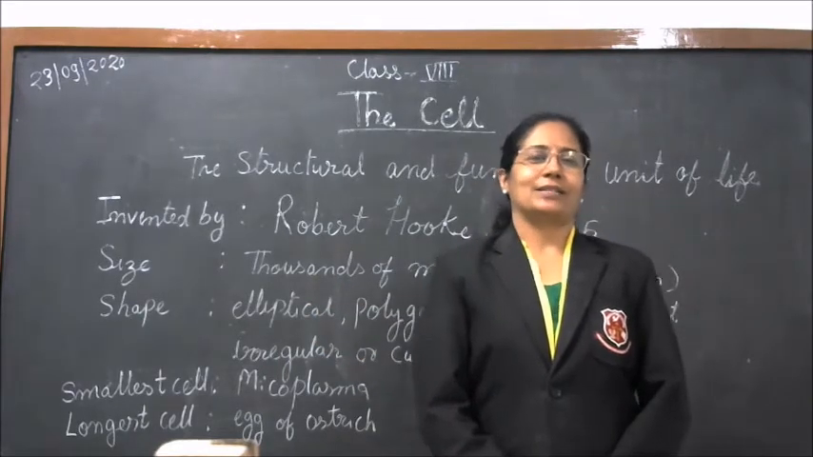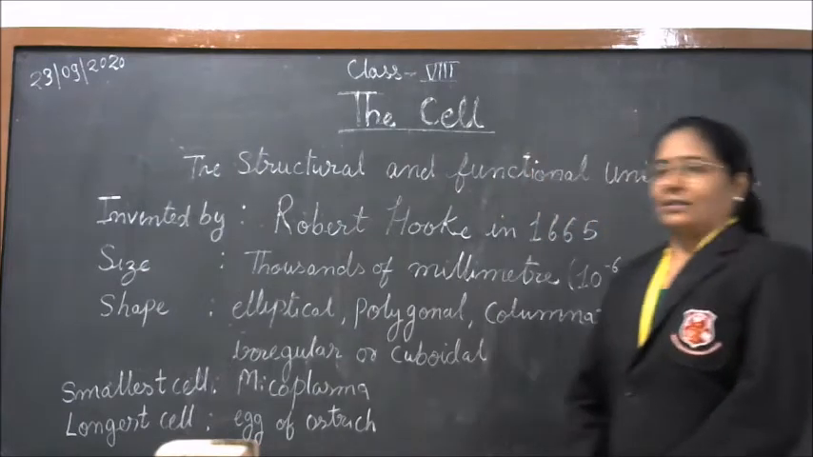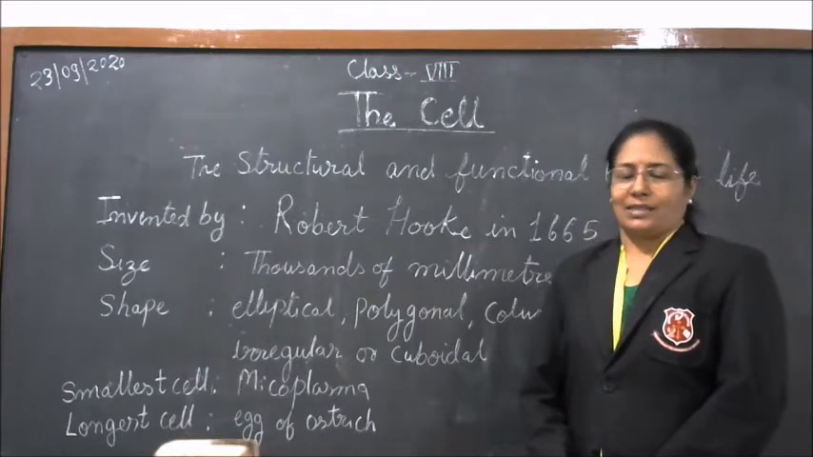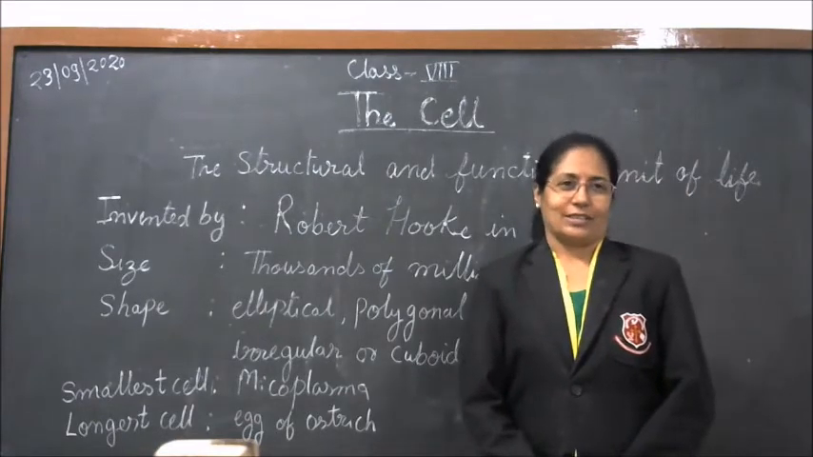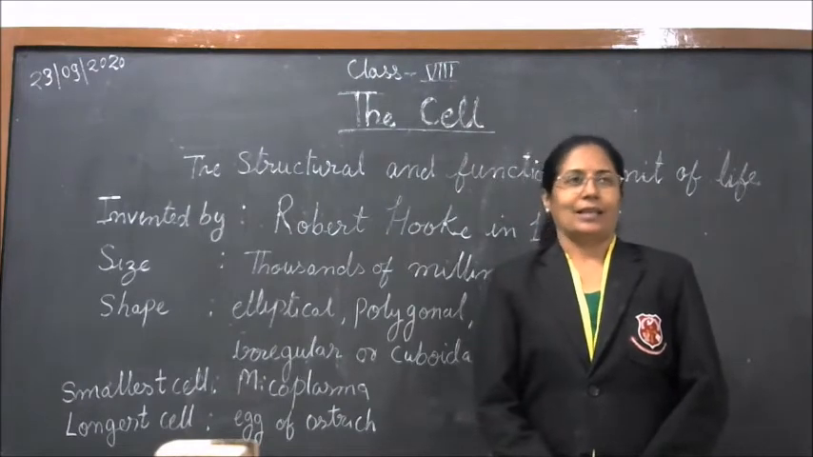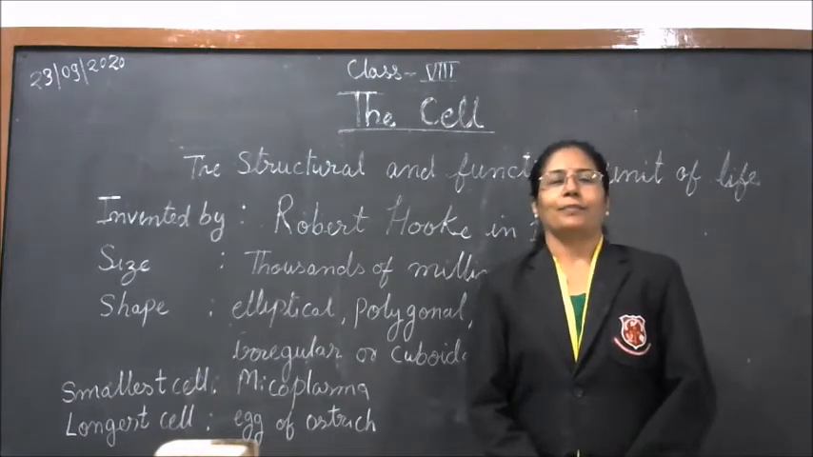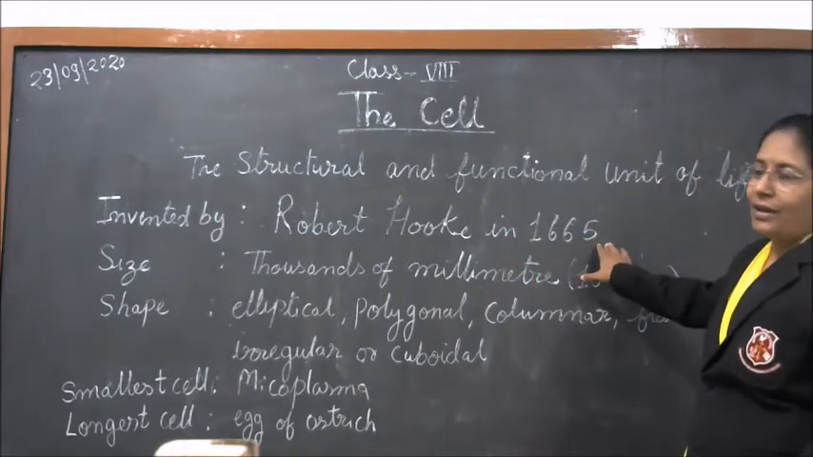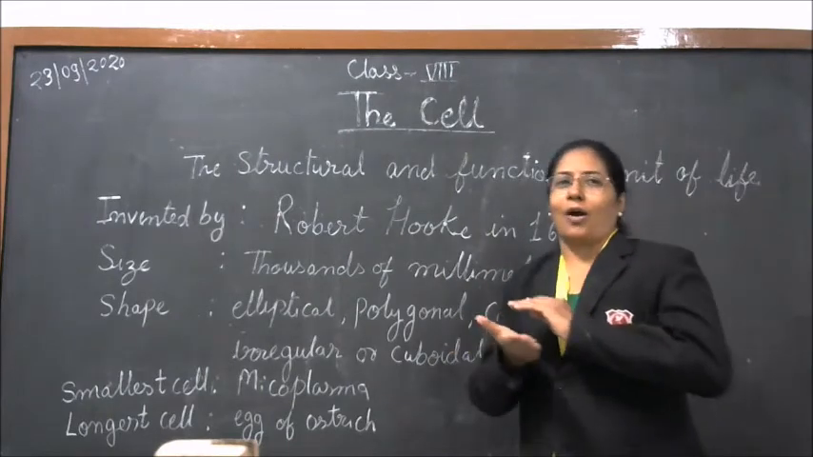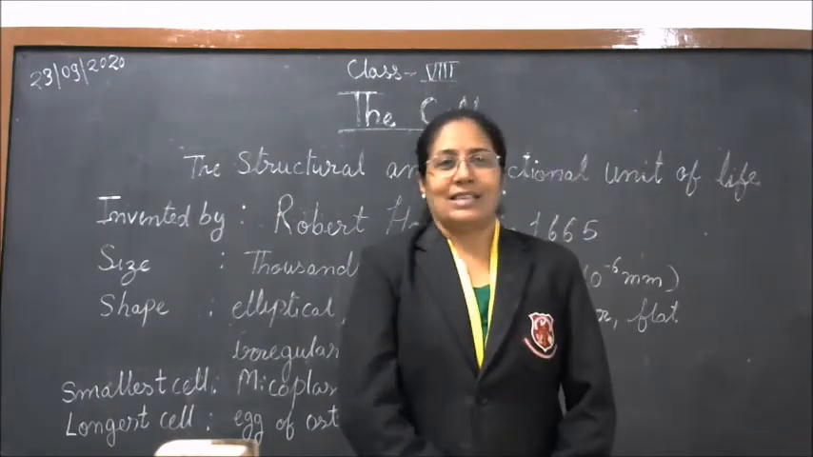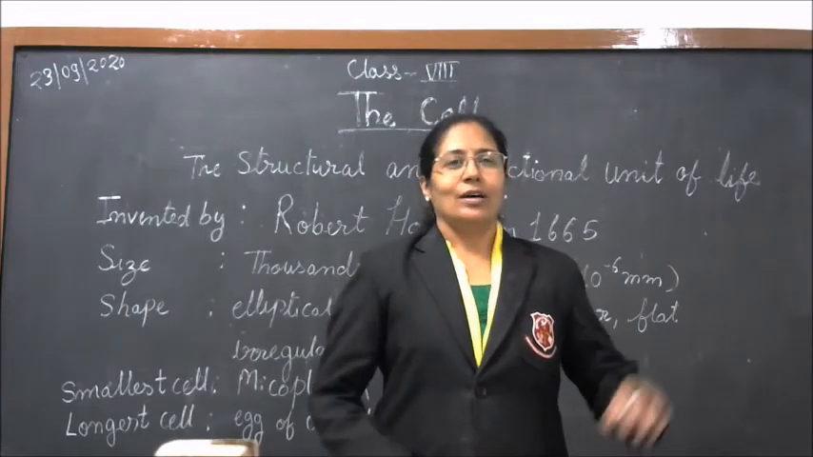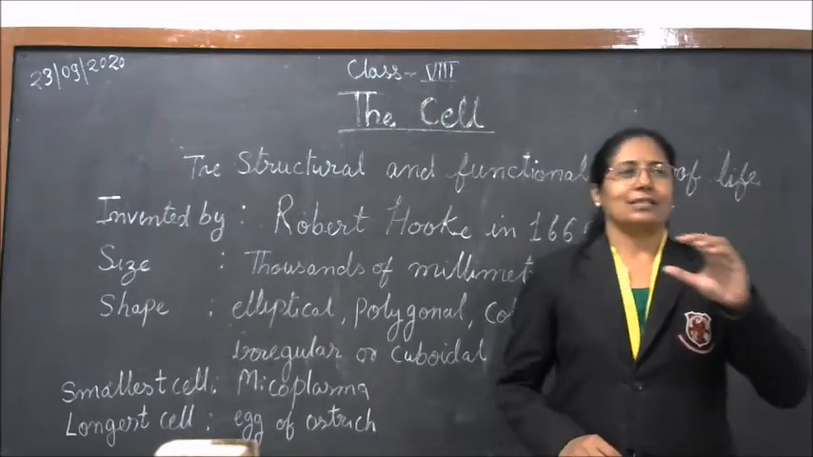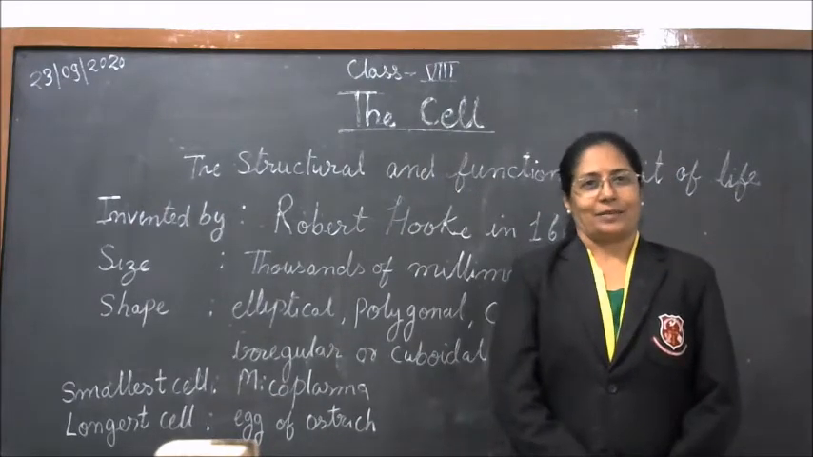The branch of science which deals with the cell and its structure, the subject in which we study the cell, is called cytology. The cell was first discovered by Robert Hooke in 1665. He saw a cork slice under a self-made microscope and he saw little boxes, neat and clean box-like structures. He called them cells.